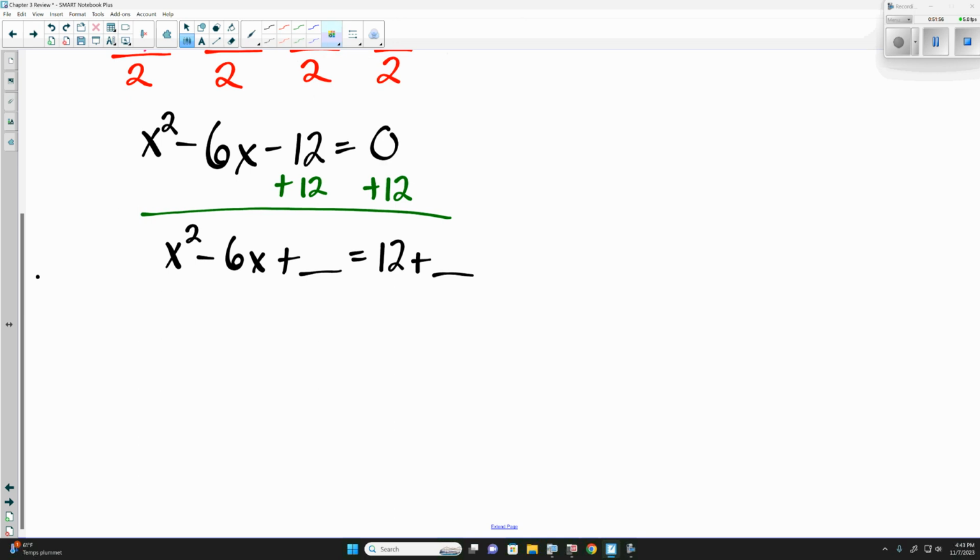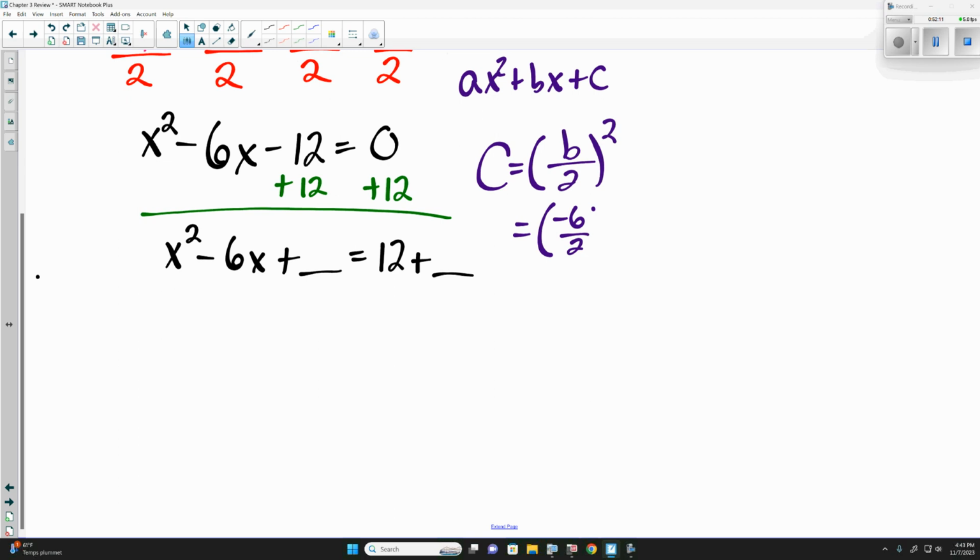Next thing we need to do, step 3, is find the value of c and plug it in. Well, our c is equal to (b over 2) squared. ax squared plus bx plus c. Our value of b in this case is negative 6. So we'd have (negative 6 over 2) squared. Negative 6 divided by 2 is negative 3. Negative 3 squared is 9. And what that's telling us, x squared minus 6x plus 9 is a perfect square trinomial.